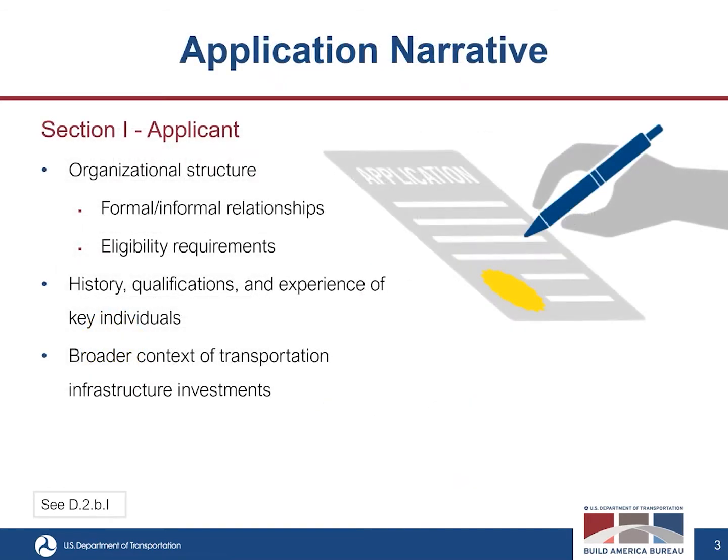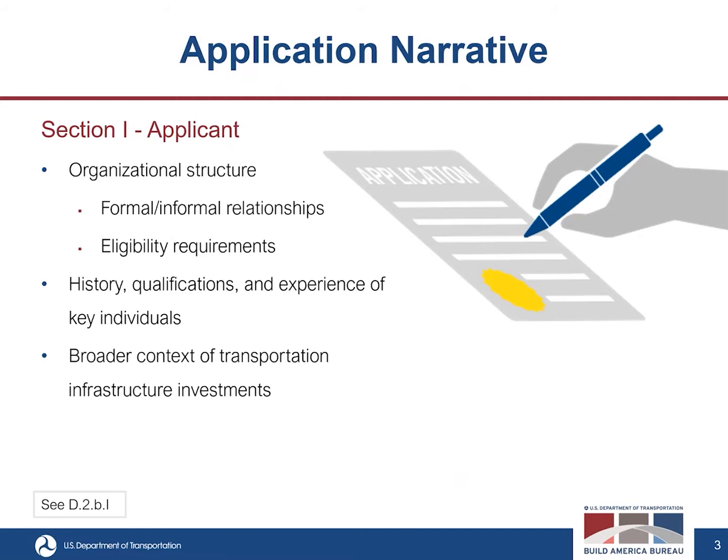The application narrative should follow this basic outline that contains 5 sections to address the program requirements and assist evaluators in locating relevant information. Section 1, the applicant. In this section of the application, you should provide information about the accelerators. That should include information describing the organizational structure and formal or informal relationships between the parties associated with the Regional Infrastructure Accelerator application. And it should directly address the eligibility requirement as highlighted in section C1 of the NOFO itself.